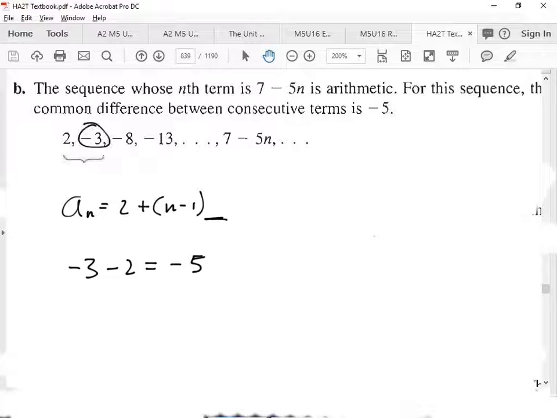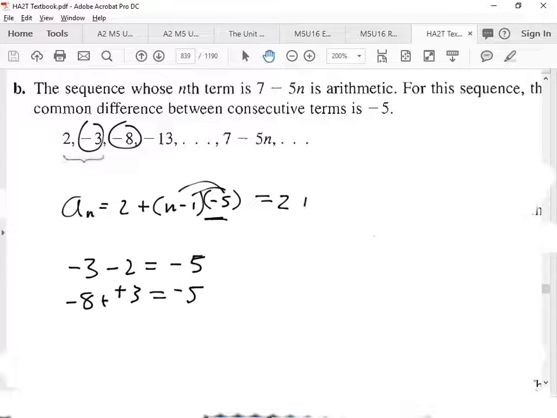Now, that's checking these two. What about these two? Negative 8 minus negative 3 equals negative 5. I always check at least 2 times to make sure the common difference seems legit. I put my common difference in there, and then I simplify. I distribute this, and I get 2 plus negative 5n plus 5. Then I get 7 minus 5n. And this would be your nth term.